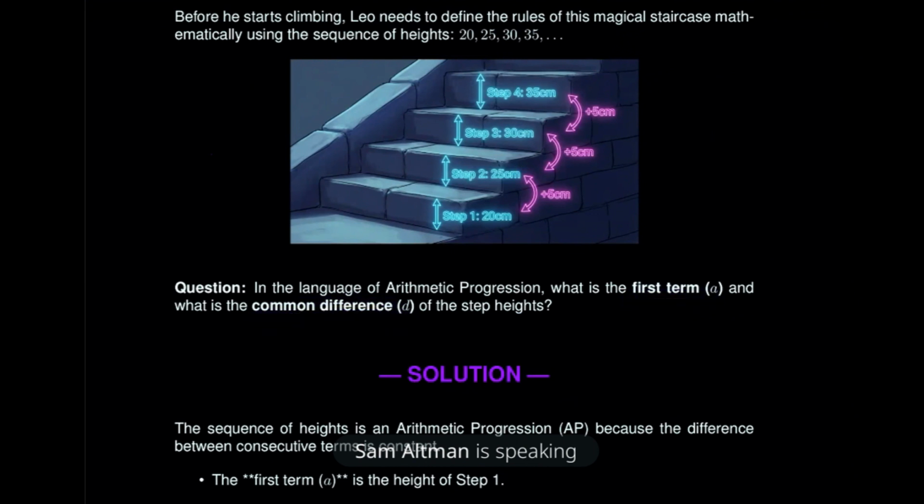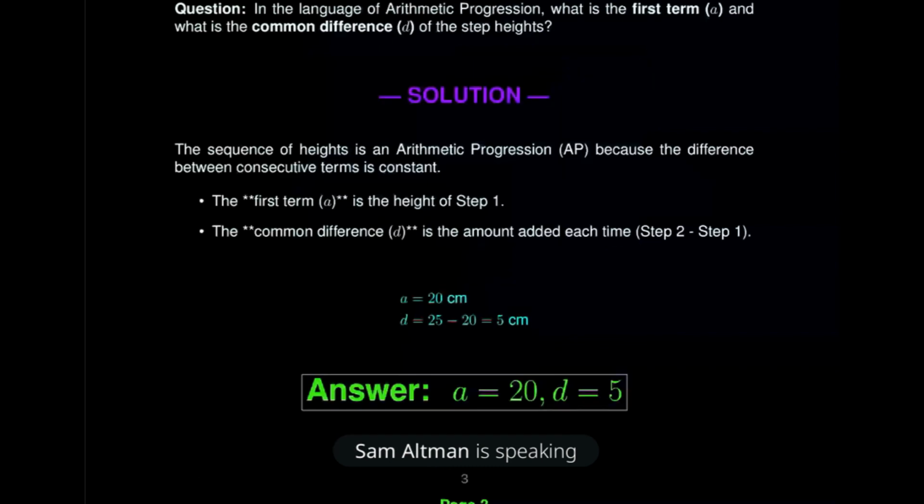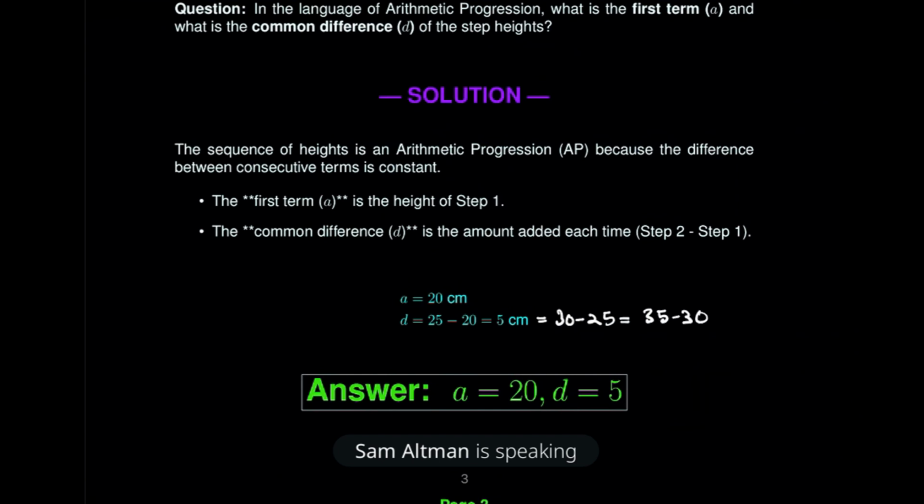Remember, the term a, the first term, is always the first term of the arithmetic progression. The common difference is the difference between a term and the previous one. So that is 25 minus 20, then 30 minus 25, 35 minus 30. If you see carefully, the common difference is the same. 30 minus 25 also gives you 5. And 35 minus 30 also gives you 5. So the answer to this is here.